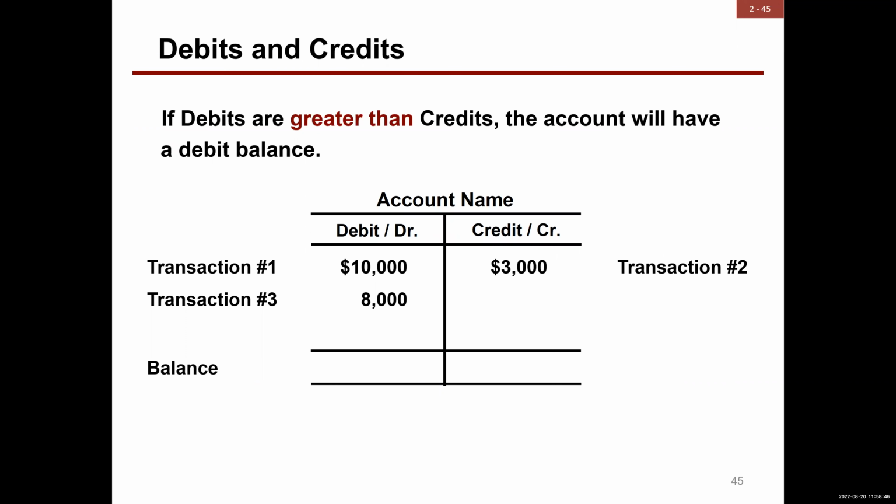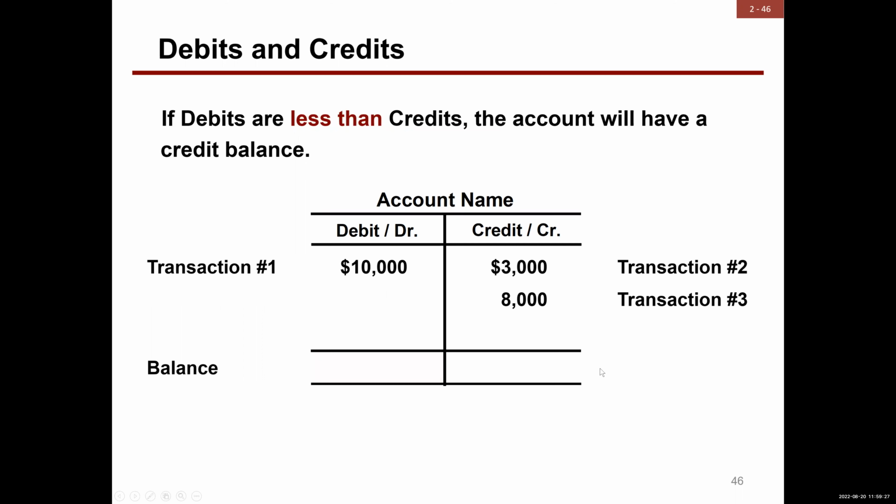Now, I said that if debits are greater than credits, the account will have a debit balance. So you can see here that we've got $18,000 of debits and we only have $3,000 credit. So what's our net balance? Well, it's going to be 15,000 debit. The debits win, right? There's 18,000 here on the debit side. There's only 3,000 on the credit side. You net them together, the 18,000 minus the 3,000, you get a balance of 15,000. Okay.